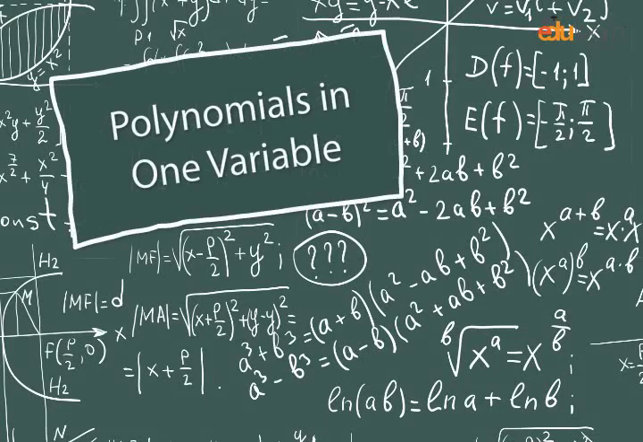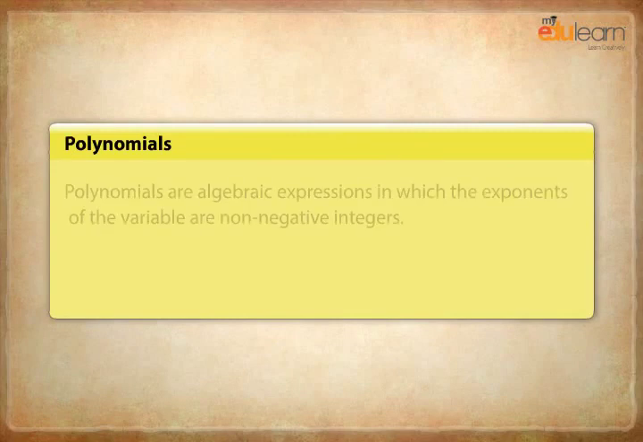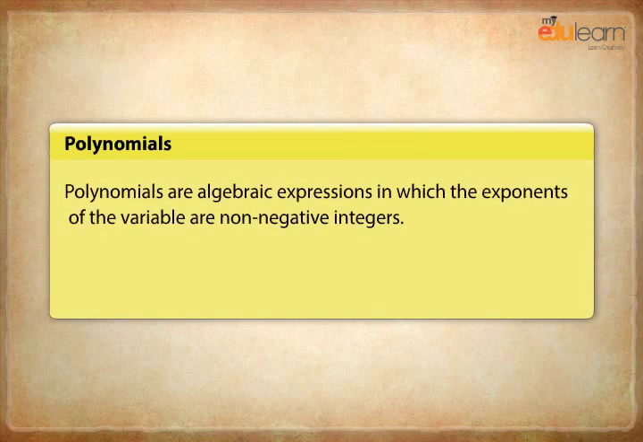In this module, we will discuss polynomials in one variable. We are familiar with algebraic expressions, but here we are going to talk about a particular type of algebraic expressions called polynomials. Polynomials are algebraic expressions in which the exponents of the variable are non-negative integers. Also, we denote polynomials in the form of p of x.